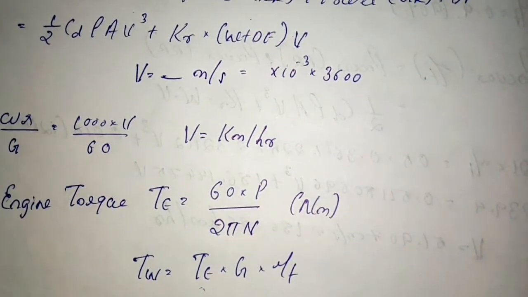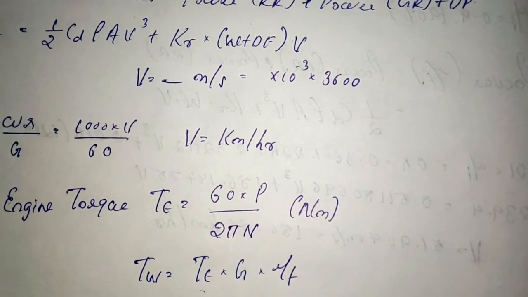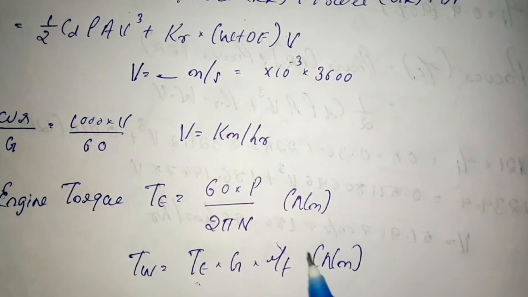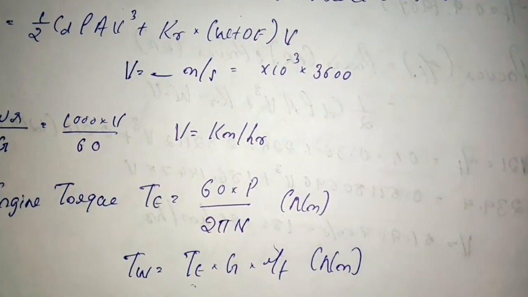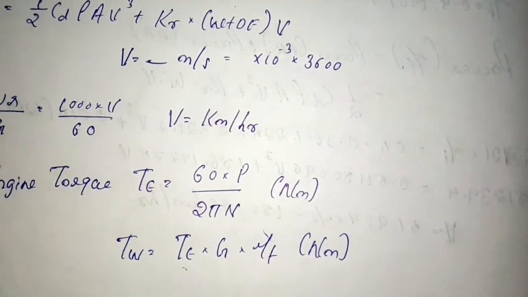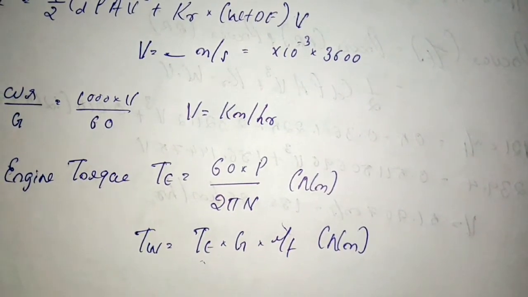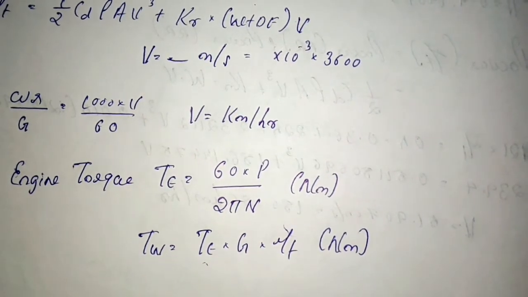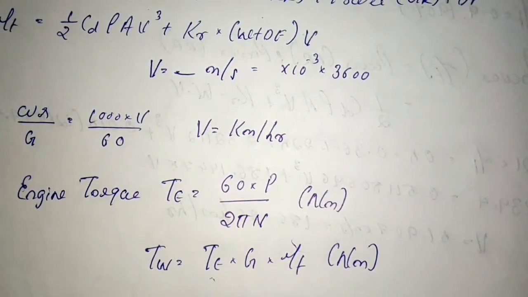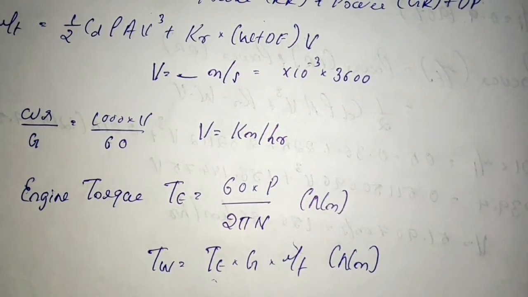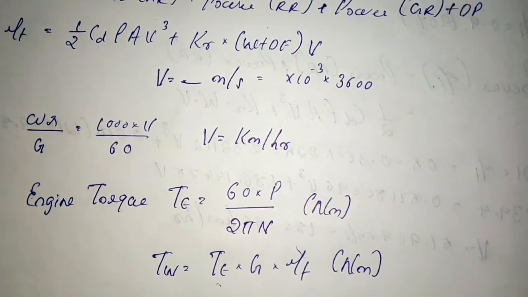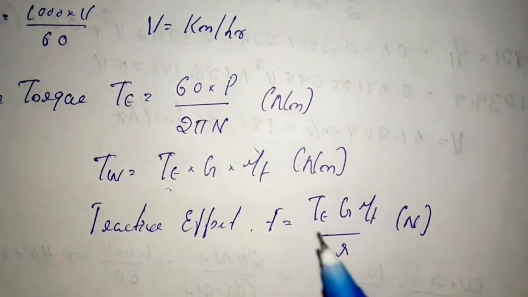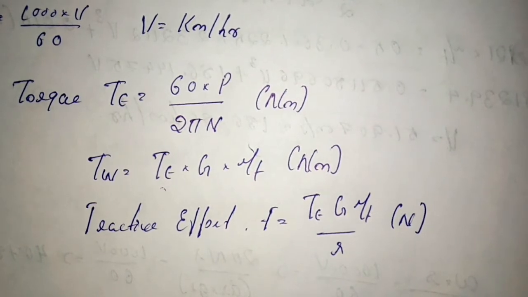The value of TW will be in newton meter if we consider the TE in newton meter. So next we need to find the tractive effort. The tractive effort will directly depend on the radius of the tire, which is the final part that is transferring all the propelling force to the road or the surface the car is moving on. So we can find the tractive effort, which is F, by dividing the wheel torque by the radius of the tire. So we will get the tractive effort in newton.